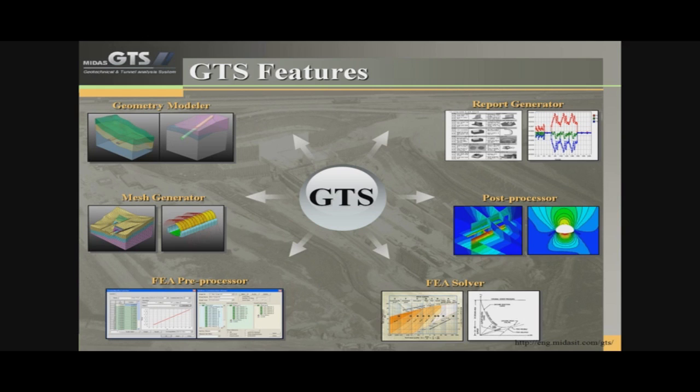This is what GTS is composed of. It has a geometry modeler, then you can mesh the geometry to create the meshing, and you can apply the loading and the boundary conditions, and then a finite element analysis software from TNO Diana will be used for performing the analysis, and then you can see the results in graphical and tabular format. We'll be talking about the details of all these processes in the webinar.